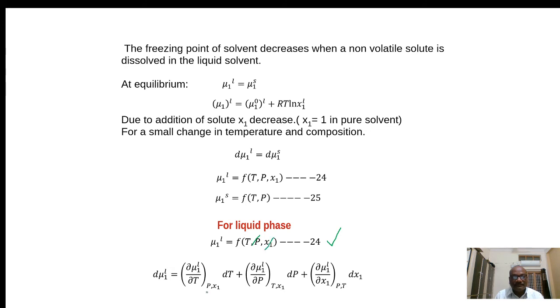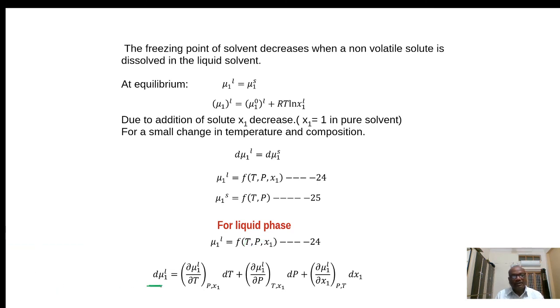If you differentiate this, d mu1 L is equal to, with p and x1 kept constant while differentiating with respect to T, dou mu1 L divided by dou T into dT, plus, differentiating with respect to p, with T and x1 kept constant, dou mu1 L divided by dou p into dp, plus, differentiating with respect to x1, with T and p kept constant, dou mu1 L divided by dou x1 at constant temperature and pressure into dx1. So this is the equation we got.